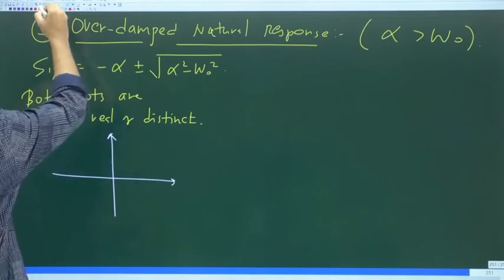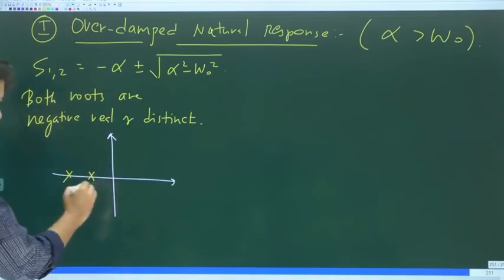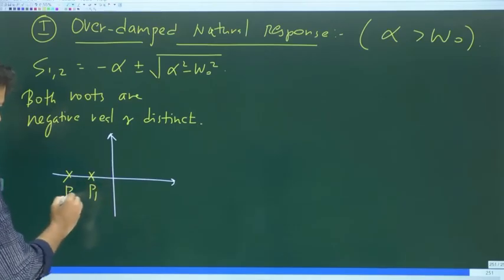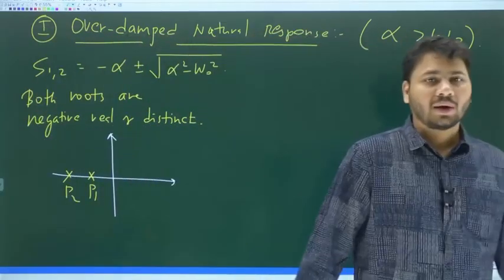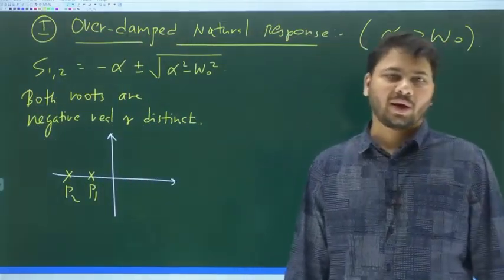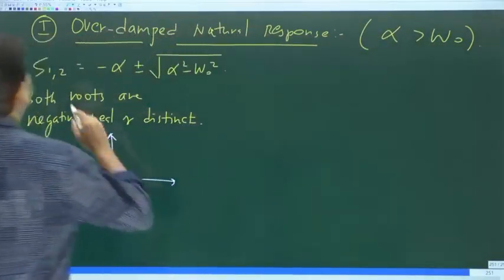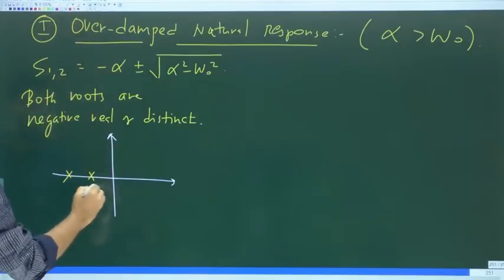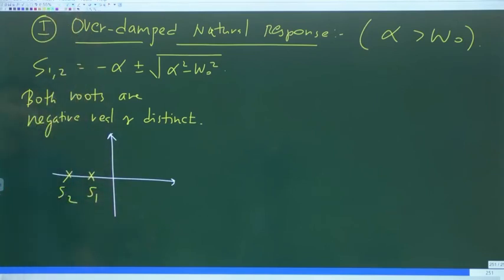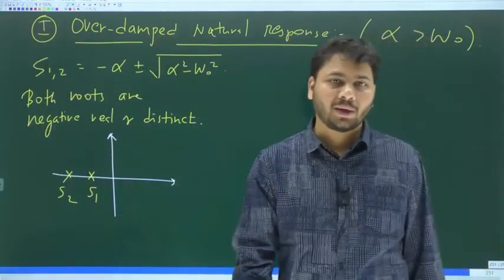Negative real and distinct, it means what? In the complex plane, the two poles will be like this. This is P1, this is P2. You can see both the poles are not identical and they lie on the negative real axis. In fact, let me call them S1 and S2. You can see both the poles are going to be negative real and distinct.